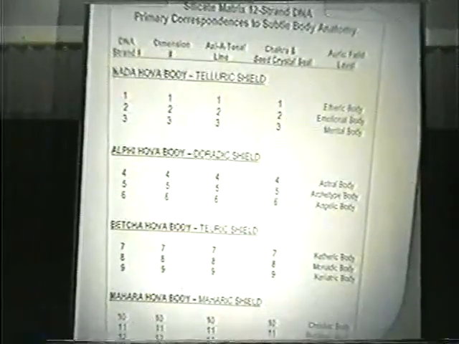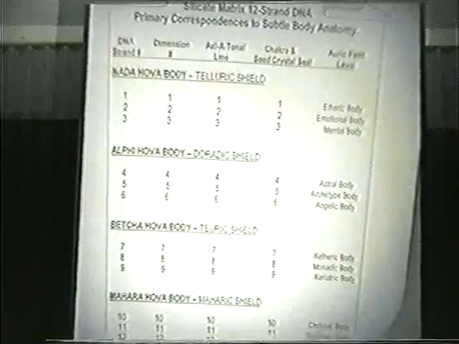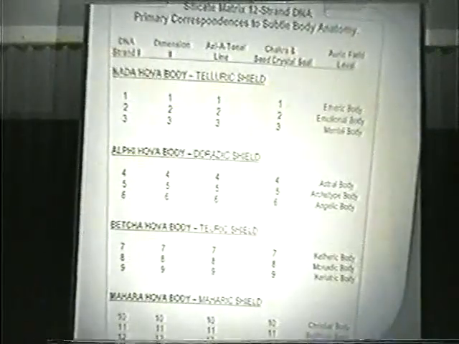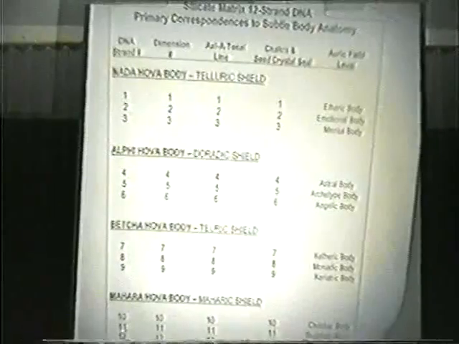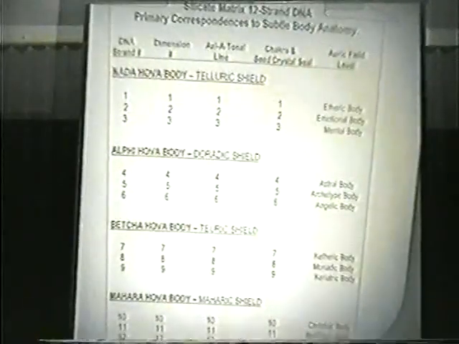Okay, now here we have the Mahara Huba body, or the Christed body. The Maharic shield, dimensions 10, 11, and 12. That's the fulfillment of it, the true Christed pattern. We have the Christic body, the Buddhaic body, and the Nirvanic body. These tell you something about the different religious systems and what level they were trying to get you to develop. They all fit together. They all serve a different level of consciousness to get you into that Christ and Christos state.